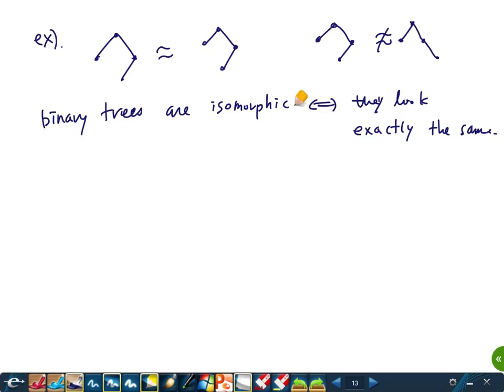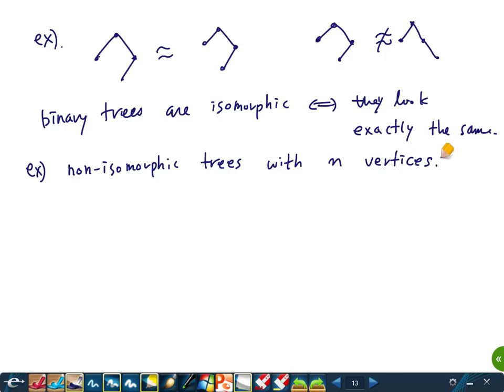That's quite simple. So now let's list non-isomorphic binary trees with n vertices. For n equals 1, only one binary tree. For n equals 2, we have either this or this. They are different because this is a left child, this is a right child.